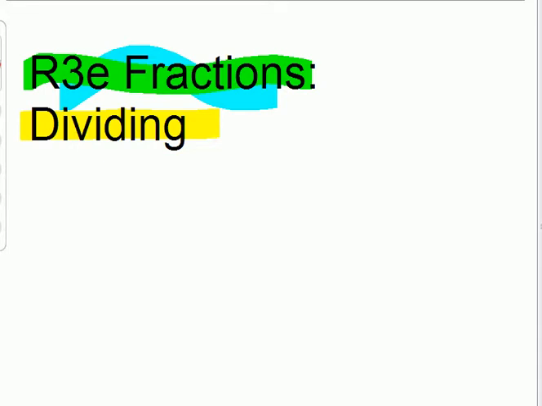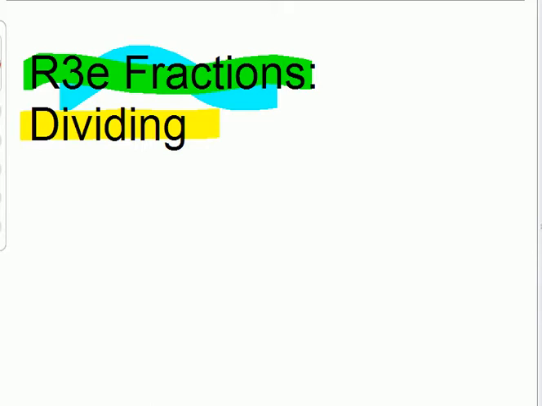Okay, fractions, and now we're dividing. As I mentioned in the previous video, if you know how to multiply fractions, and I'm assuming that you all do now, you know how to divide fractions. There's just one step you need to take to change division to multiplication.